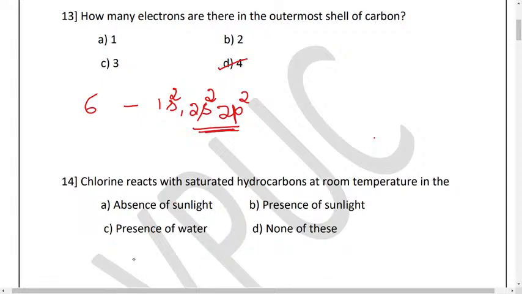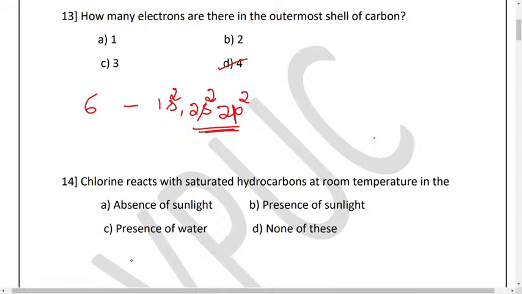Dear students, we know that the p orbital has a maximum capacity to hold 6 electrons, but here filling takes place in the first main energy level s orbital and the second main energy level s orbital. 4 electrons are already filled, and the remaining 2 electrons enter into what? The 2p orbital. Therefore, the second main energy level is the outermost main energy level. The valence shell contains 4 electrons.